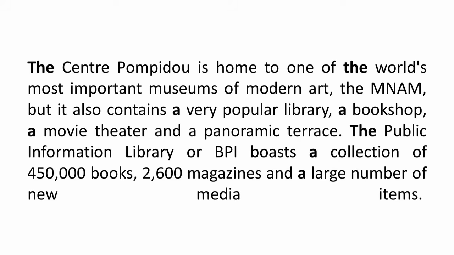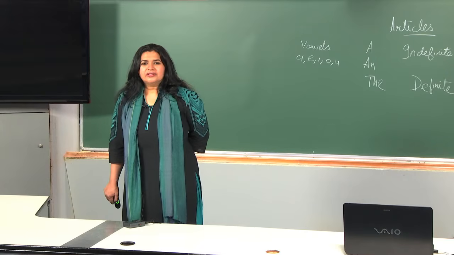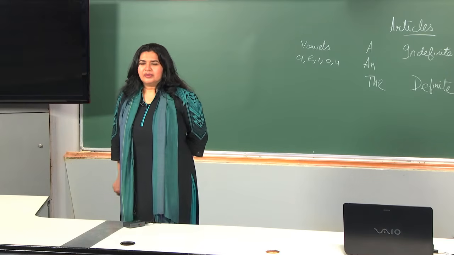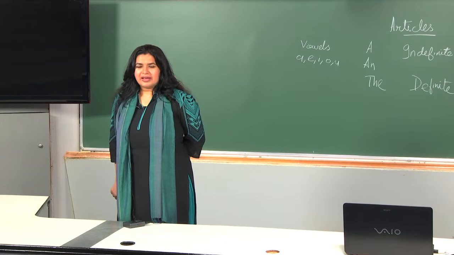But it also contains a very popular library, a bookshop, a movie theatre and a panoramic terrace. The Public Information Library or BPI boasts a collection of so many books, 2600 magazines and a large number of new media items. Now, a very interesting work of art and a very interesting passage.